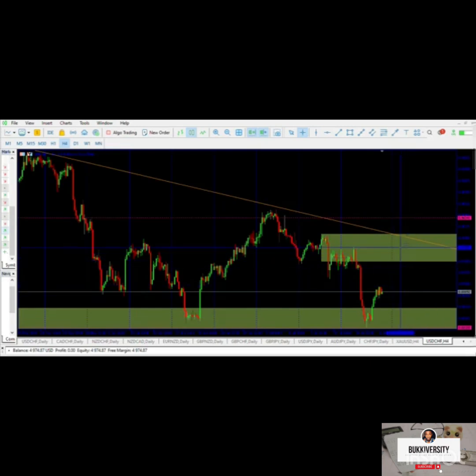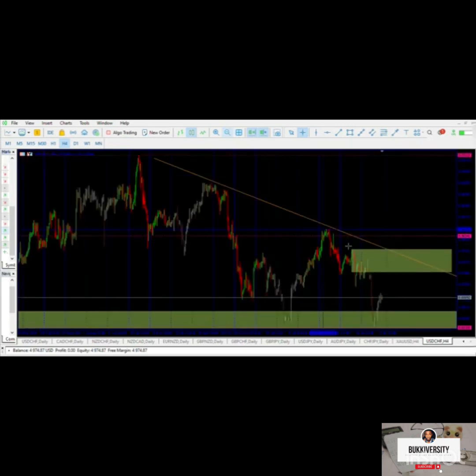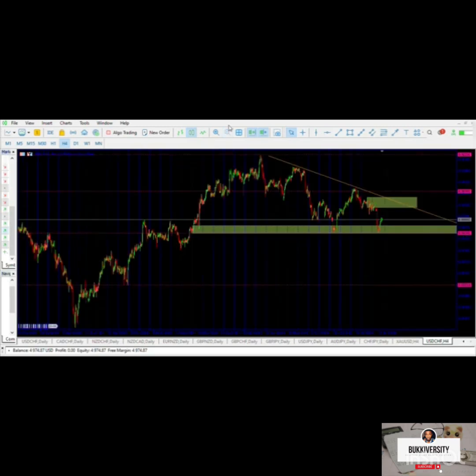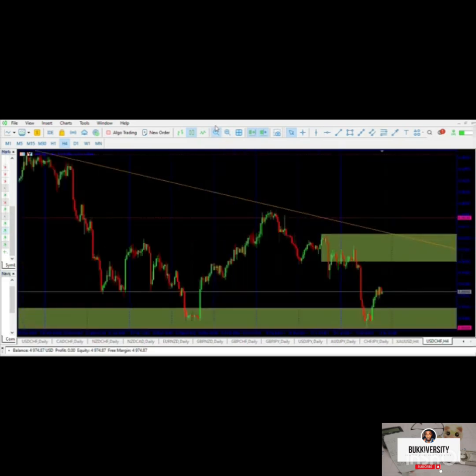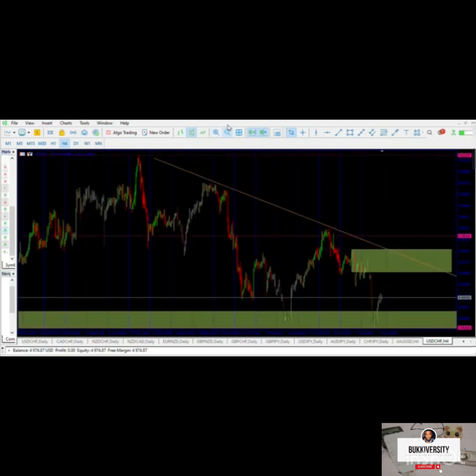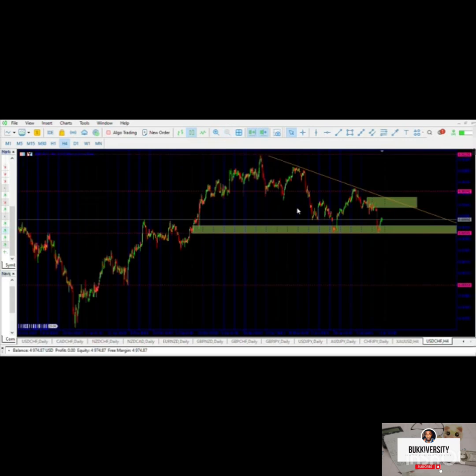But overall, I'm expecting price to sell once it gets to this region. That will be more confirmation for a sell. But if it comes down first, I'll go for a buy and wait for the overall sell here. So the sell is the real confirmation, but I think there will be a strong buy before that sell. So that's what we have for USDCHF. You can see the analysis, how we got there from our daily.